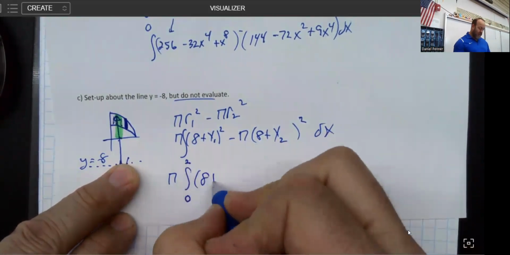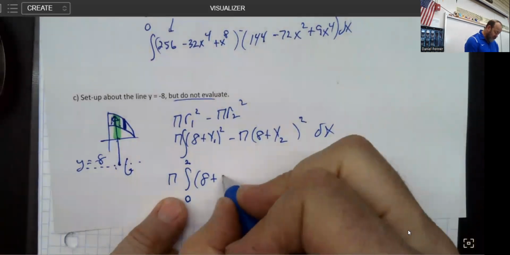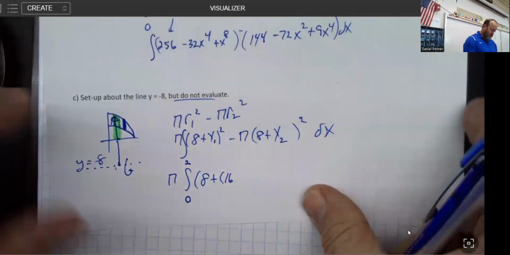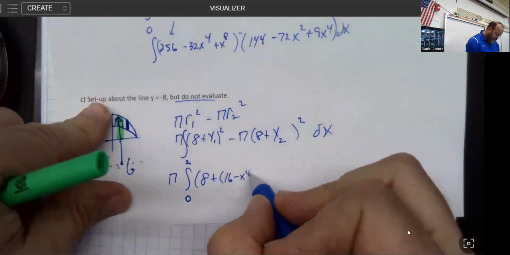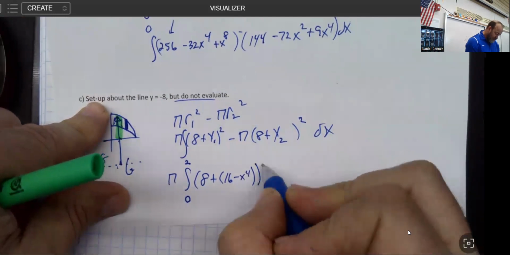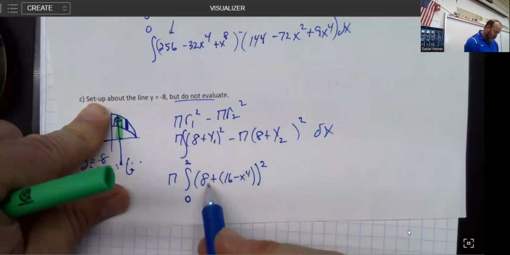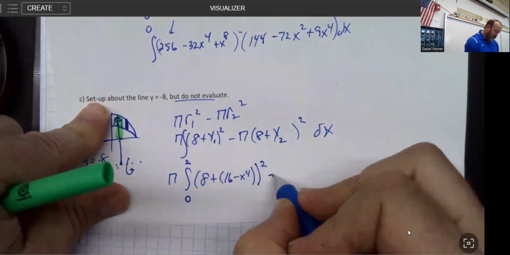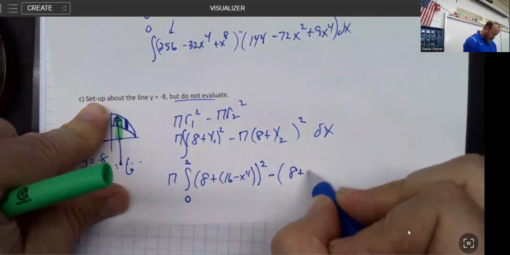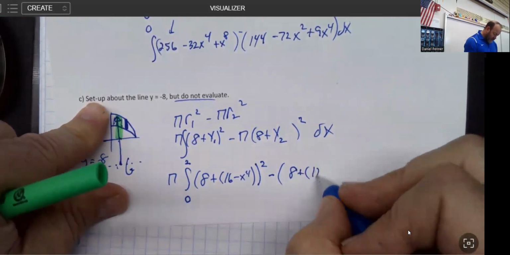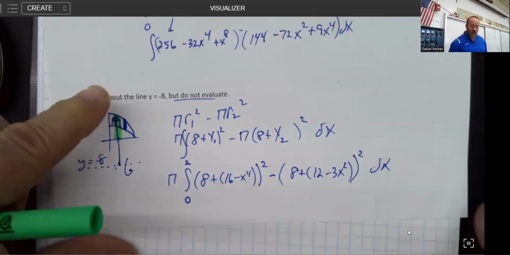8 plus that first y value is that outside piece, which is 16, trying to remember what it was, minus x to the 4th. That's 8 plus the y value is the radius squared. And then we have 8 plus the y value, which is, what was that, 12 minus 3x squared dx. Oh my goodness, we got to be careful.